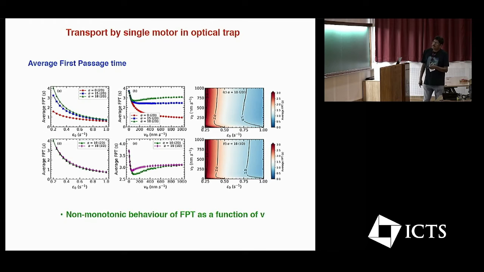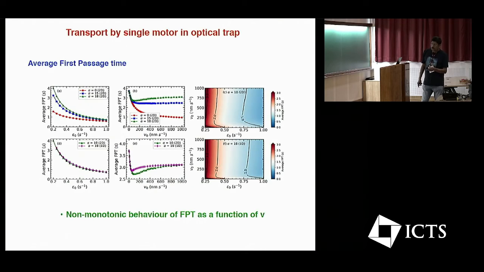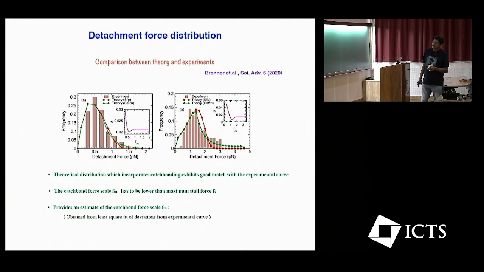First we go about analyzing what are the transport characteristics for a cargo that is being carried by this single motor, which can bind and unbind in a force dependent manner. Just to point out, this behavior is in contrast: if catch bonding was not there, then you would not have observed this kind of non-monotonic behavior of the first passage time.